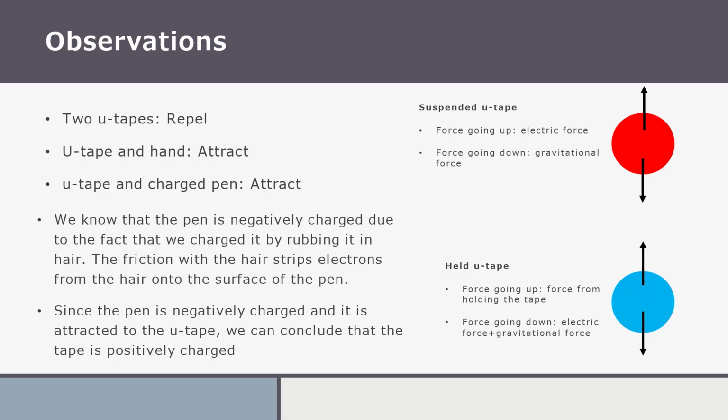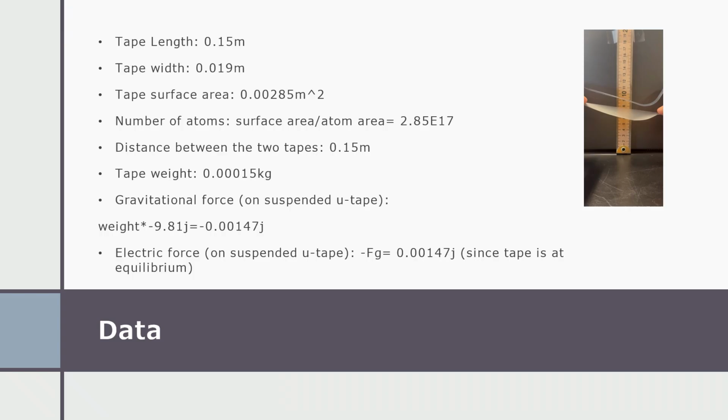Since the pen is negatively charged and it's attracted to the U-tape, we can conclude that the tape is positively charged. Here on the right, I have free body diagrams for the suspended U-tape and the held U-tape. They both have an electric force and a gravitational force acting on them, but they are in equilibrium because they're not moving. Here's our data and a little picture of our setup.